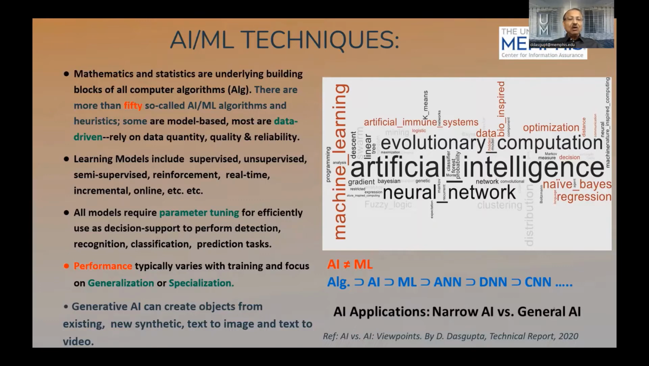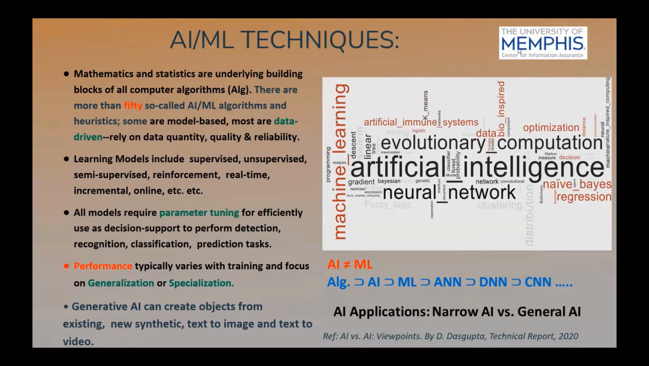The thing is, all models require parameter tuning to be used efficiently as decision support to perform detection, recognition, classification, prediction tasks, etc. One of the important things is that there is no magic here. It requires a significant amount of knowledge of the parameters, how they behave, and that parameter tuning varies from application to application. So using AI ML as a black box may not work efficiently as the environment changes.